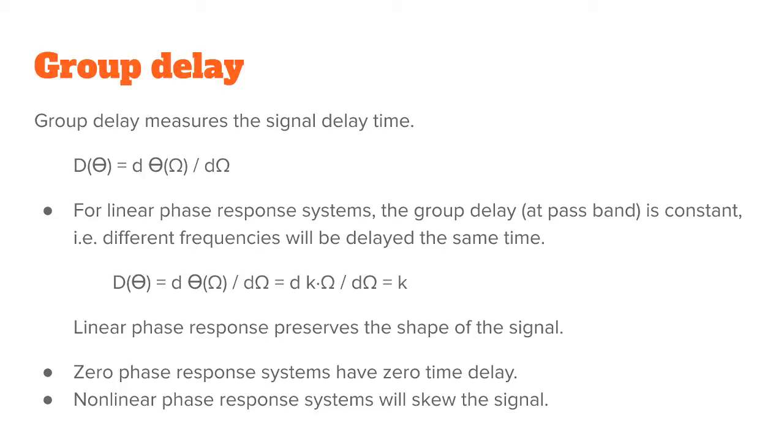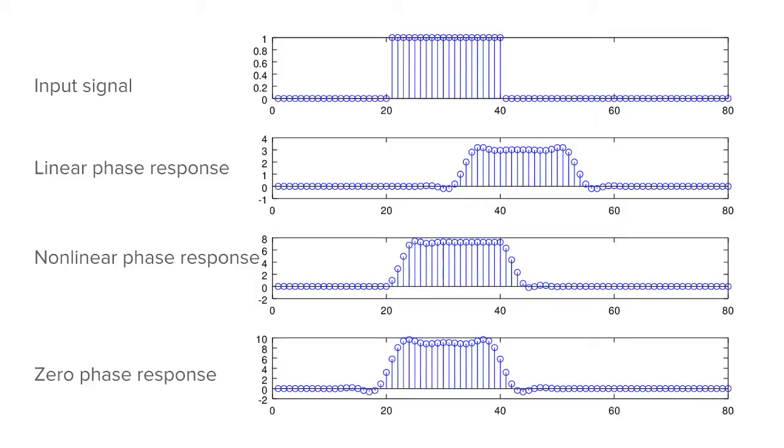A non-linear phase response system will skew the signal, and then you would have a varying group delay, and group delay gives basically the time delay of the signal at different frequencies. I think I have some pictures of it. Okay, I have a nice test signal there, just a uniform signal and zeros on both sides.